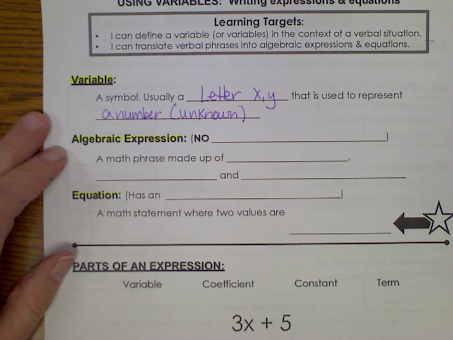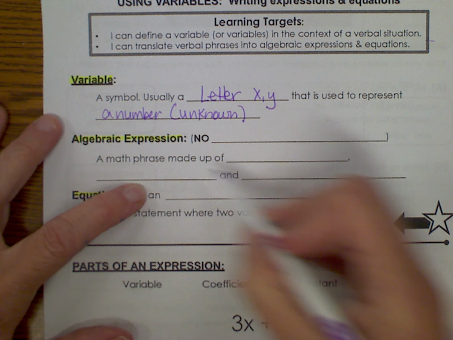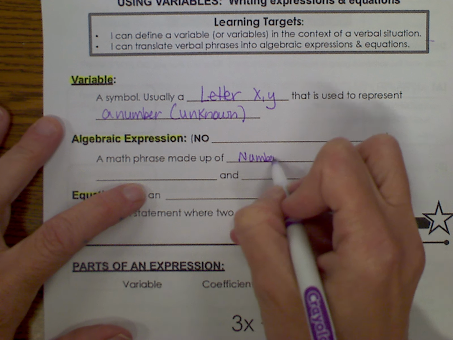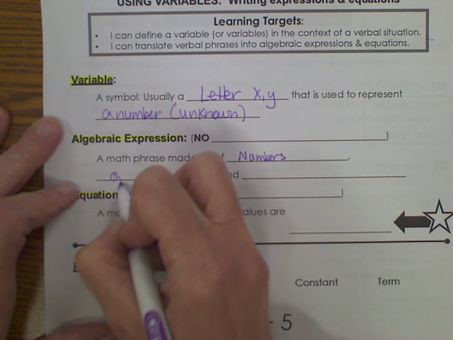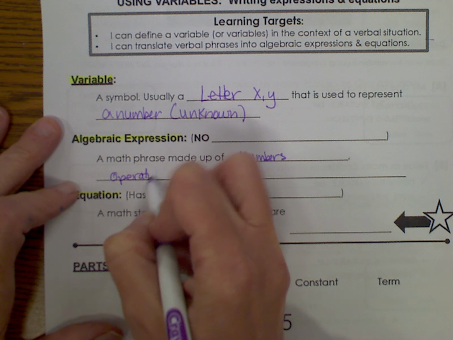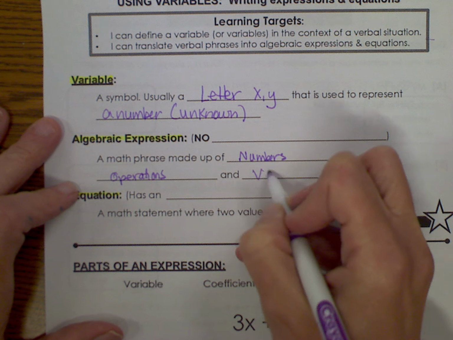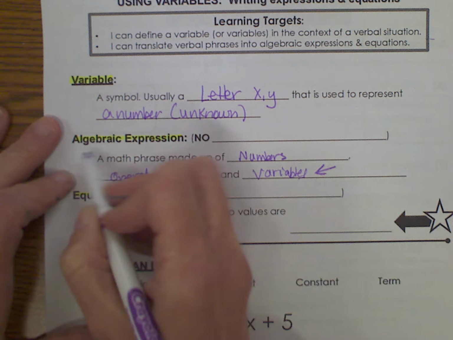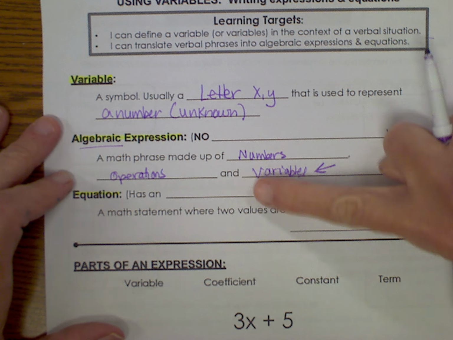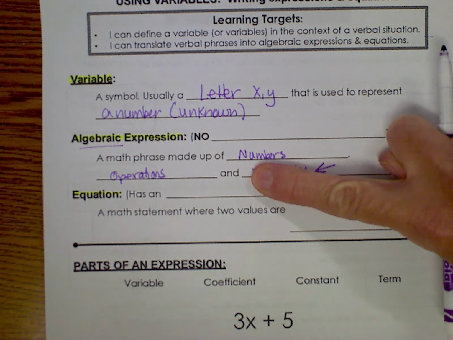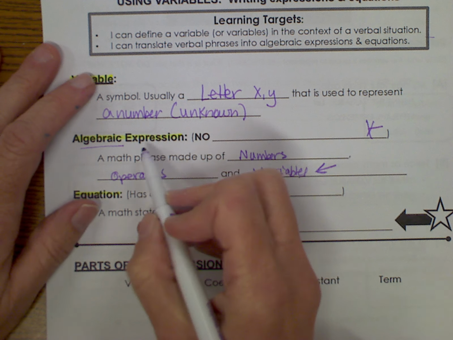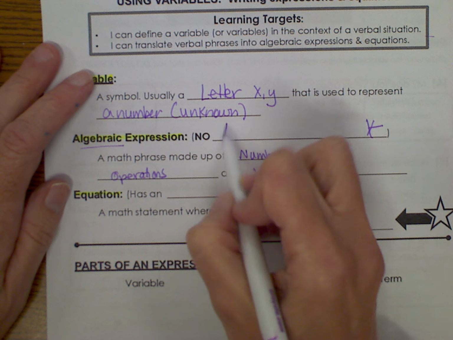Now, key thing here, we're going to talk about an expression. An algebraic expression is a math phrase, and it's made up of numbers and operations and variables. The variables are what make it algebraic, okay? If we didn't have any variables and we just had numbers and operation like 2 plus 3, that would be a numeric expression. Now the key thing, really important thing to know, is that an expression has no equal sign.